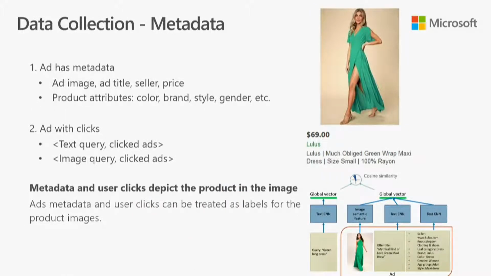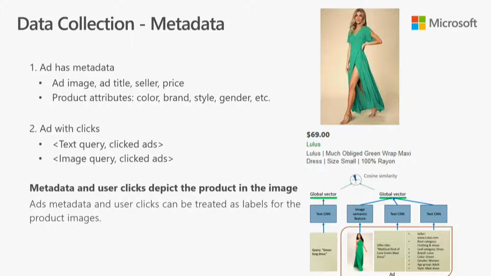Before we go to the model training, first we look at how we collect data. The important one is the metadata. Product ads have metadata. Every product ad is comprised of a product image like this. There is an image, and also a title and the seller and price information. Sometimes the ads also come with an ad description, which can include a lot of product attributes like color, brand, style, gender, this kind of information. This is very important for us.